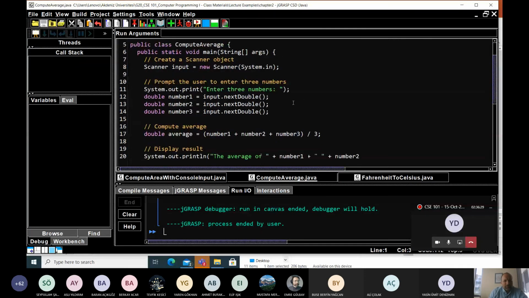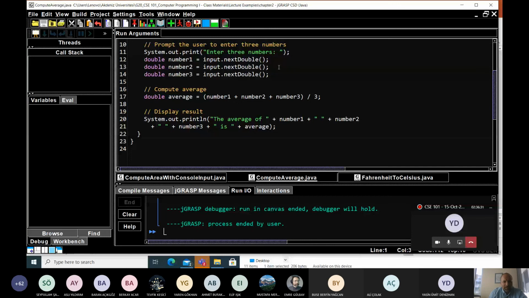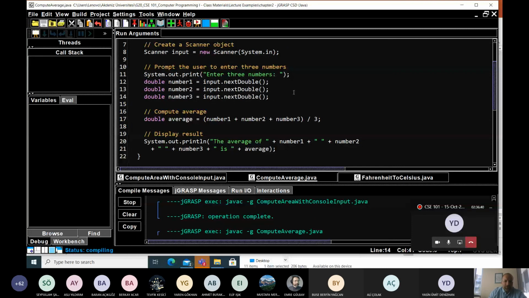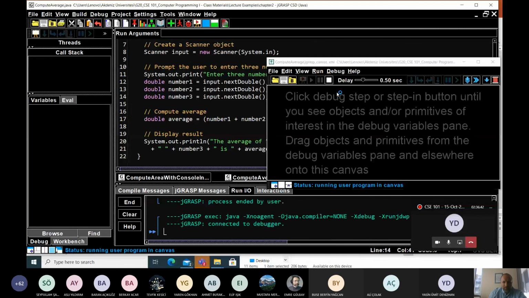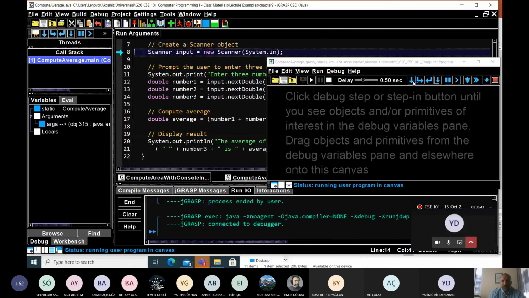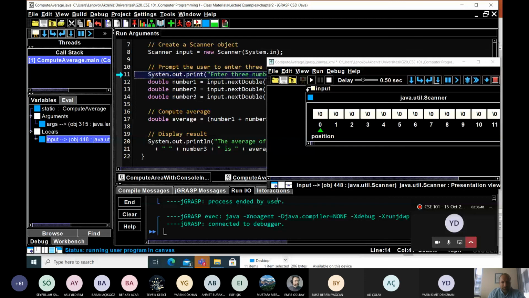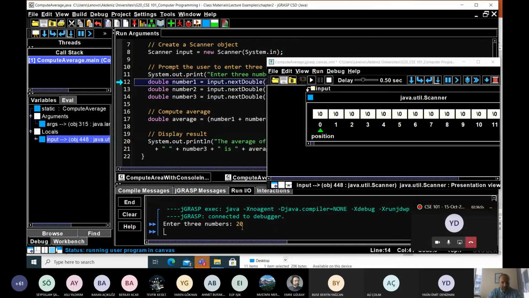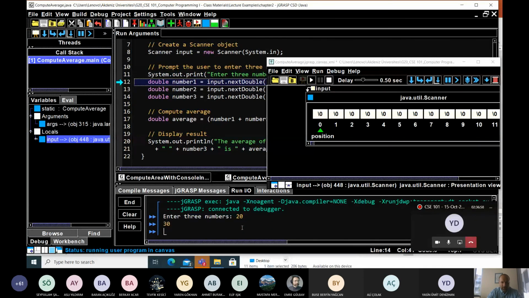So, compute average is basically kind of the same thing, right? Double input, next double. I do want to use this as an example to show you how this could work in a strange way. So do this. Enter 3 numbers, 20, 30, 40.